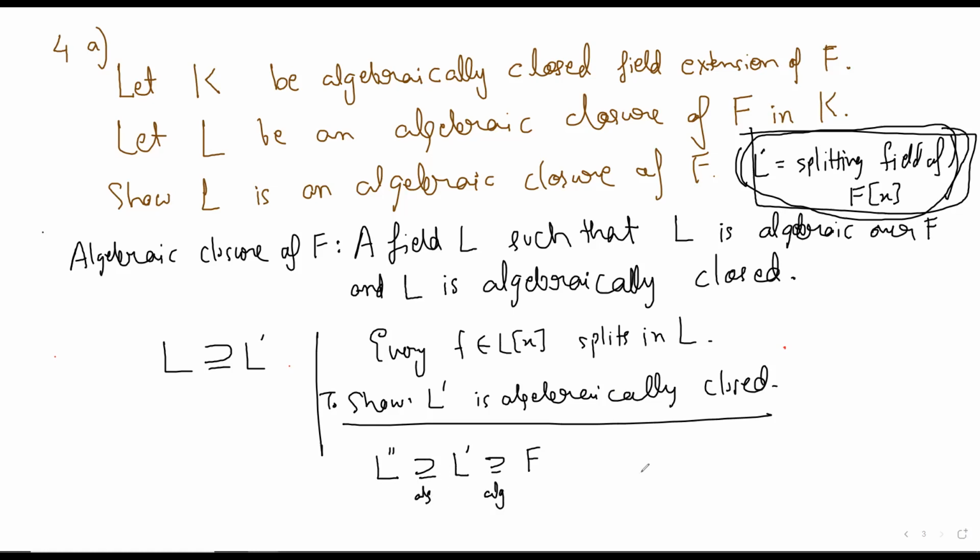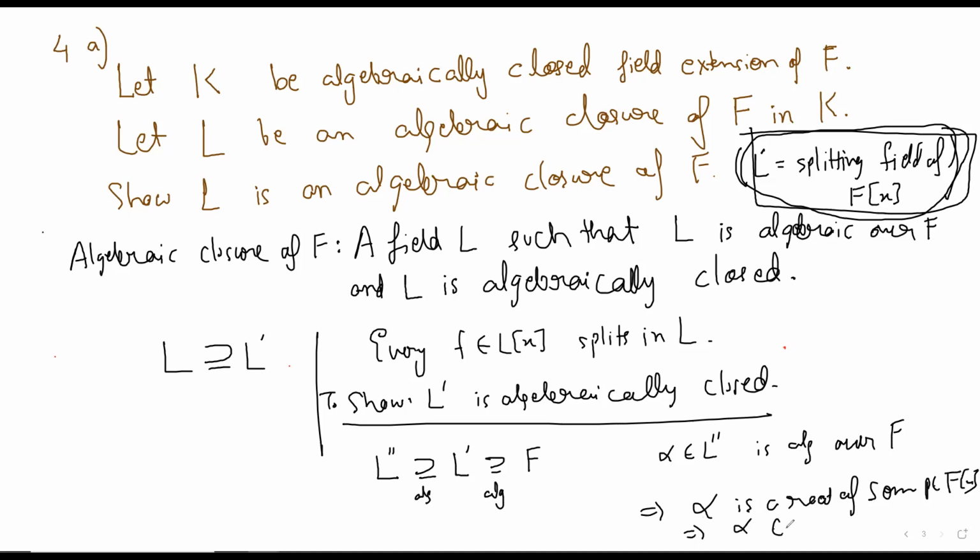Now if you take an alpha in L double prime, it is algebraic over F. This implies that alpha is a root of some P in F[x], which implies that alpha is actually in L prime, because L prime is a splitting field. Is it fine? Okay, right. So this means that L prime is algebraically closed.